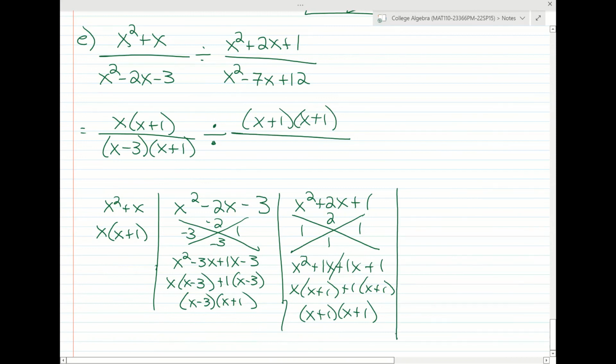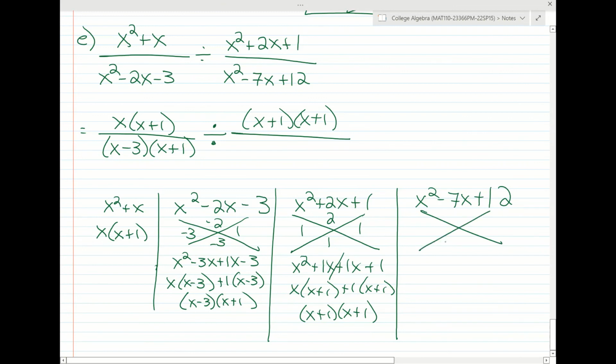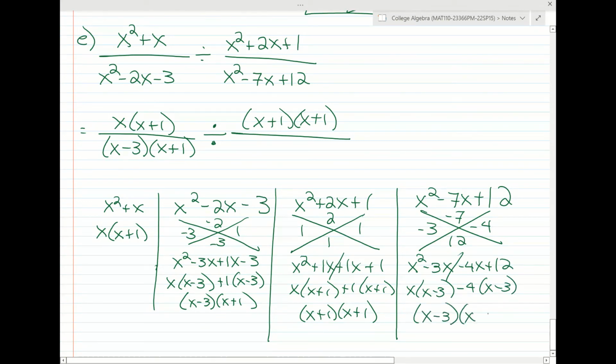And then we have the very last group, the x squared minus 7x plus 12. We're looking for numbers that multiply to be 12 and add up to be negative 7. Negative 3 and negative 4 would do that. We factor with x squared minus 3x minus 4x plus 12. Cutting it down the middle, we have a negative 4, and we factor the x minus 3 times x minus 4. It's completely factored now.